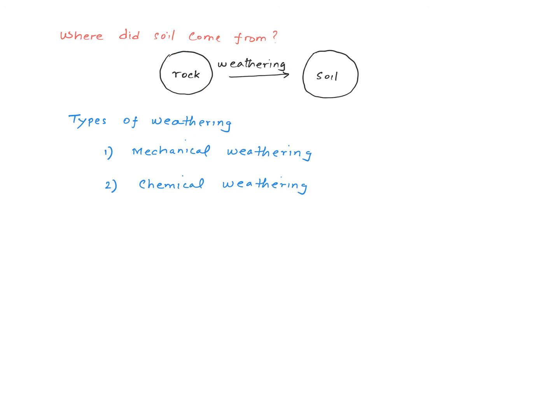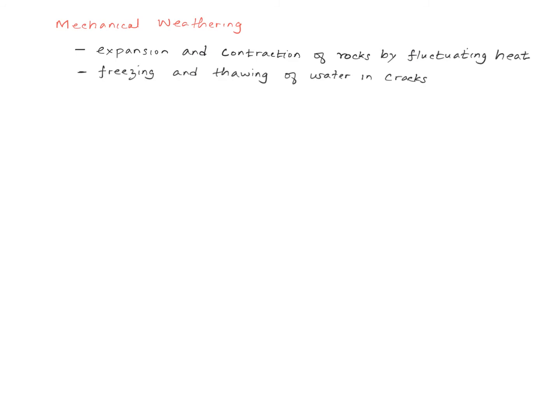Earlier we said soil came from rock by a process called weathering, right? There are two types of weathering: mechanical weathering and chemical weathering. Here's a little bit about mechanical weathering. When the temperature goes up and down, the rock repeatedly expands and contracts, experiencing a degradation. A similar effect happens when the water in cracks experiences freezing and thawing.